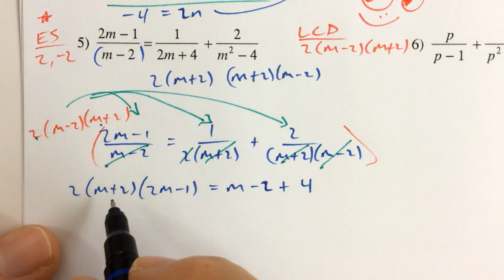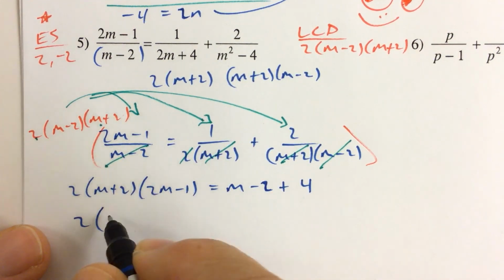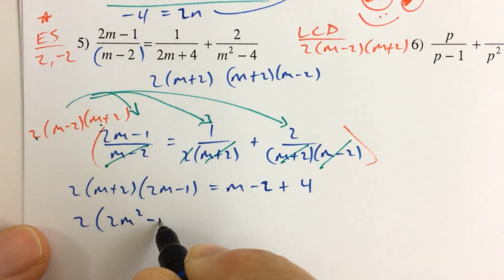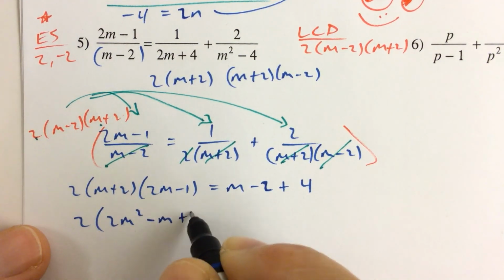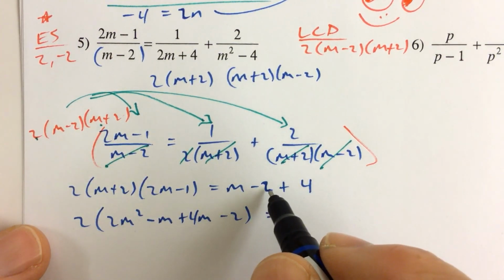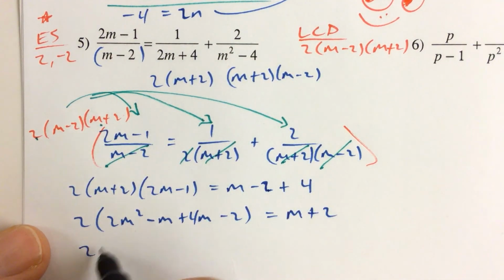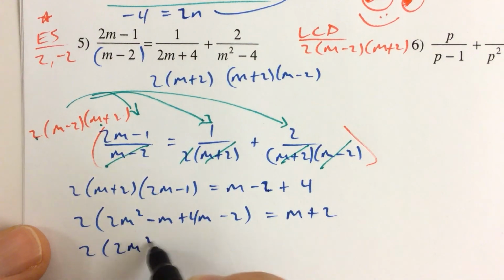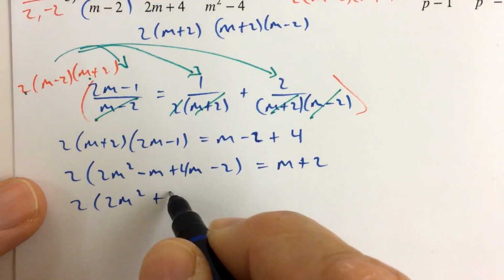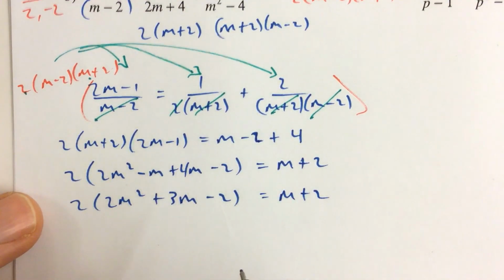Now, we have a little simplifying to do. Let's go ahead and FOIL these out. m times m is m squared, m times negative 1 is negative m, and then we have 2 times m, that's 2m, 2 times negative 1 is negative 2. On the right side, we can combine the negative 2 and the positive 4 to give us m plus 2. Before we distribute, let's simplify inside the parentheses. We can combine the negative m and the 4m, and that gives us 3m. And then we have that minus 2 still in there, and we can't simplify the right side anymore.